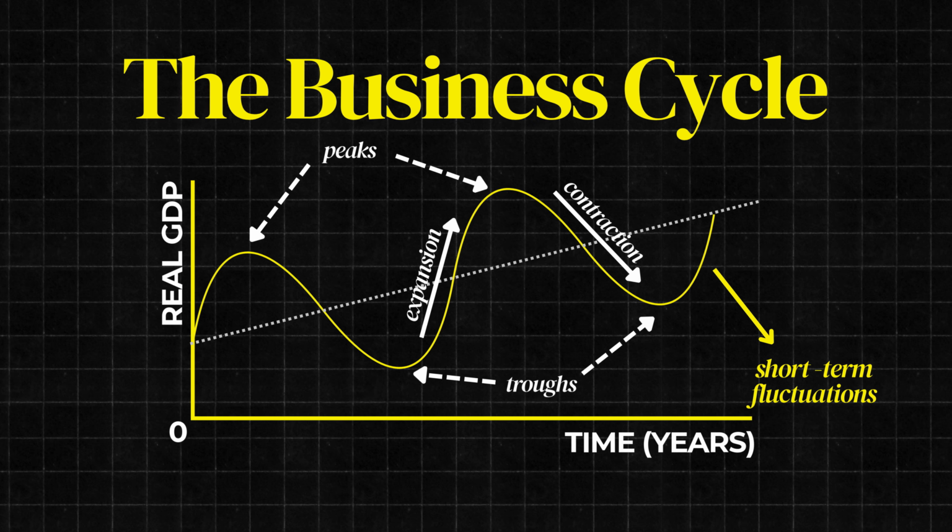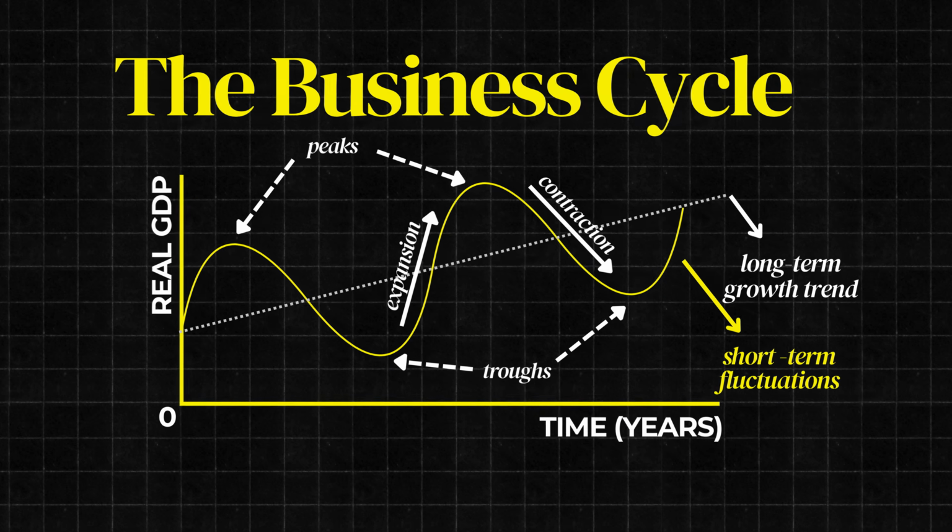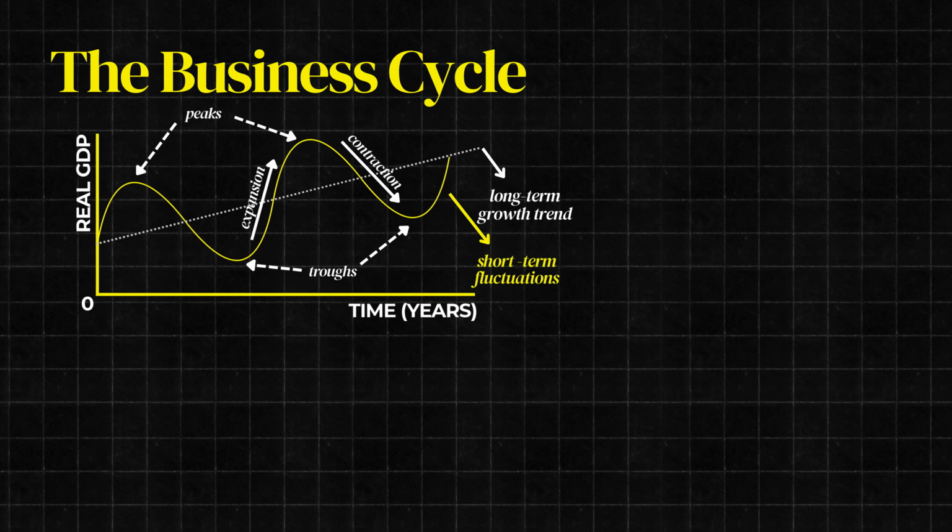So those are the short-term fluctuations, but this smooth dotted line here is the long-term growth trend. It's basically the short-term line, but zoomed out until it appears to be smooth. This long-term growth trend represents potential output, or potential GDP. To understand this better, we need to look at the relationship between GDP and unemployment. There will be a whole lesson on unemployment in a later video, but I'll just introduce some concepts here quickly so you can better understand the business cycle.